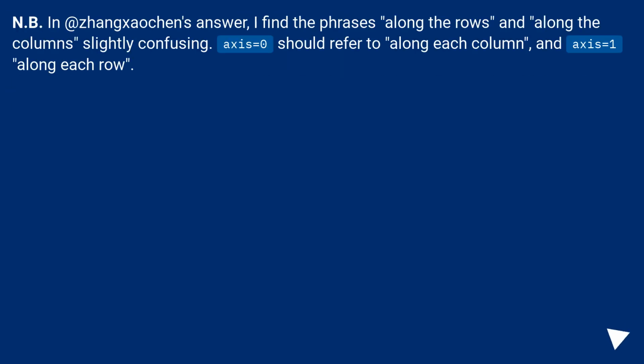NB: in the earlier answer, I find the phrases along the rows and along the columns slightly confusing. Axis equals 0 should refer to along each column, and axis equals 1 along each row.